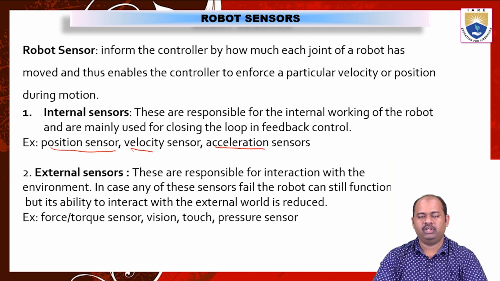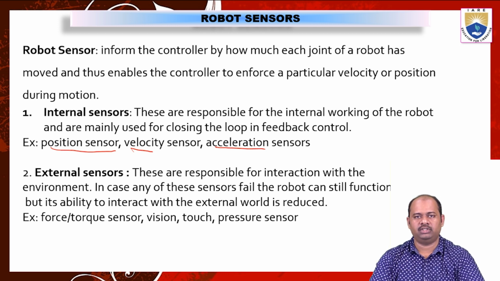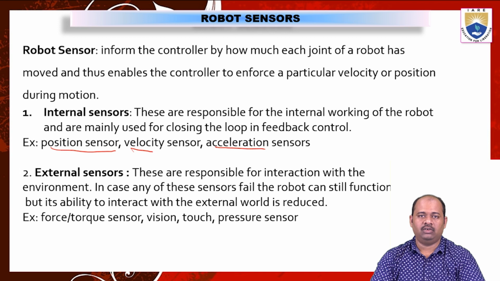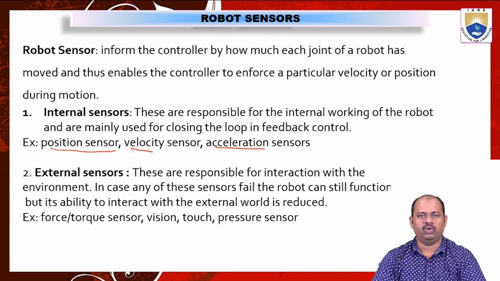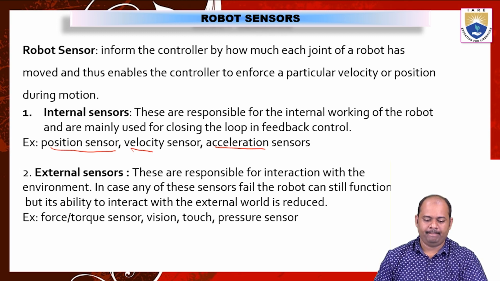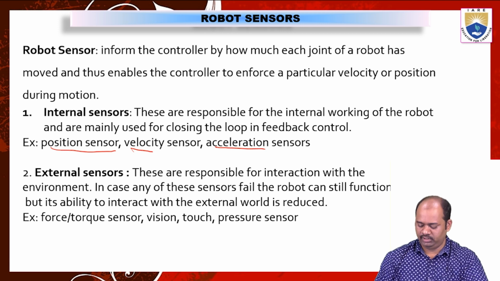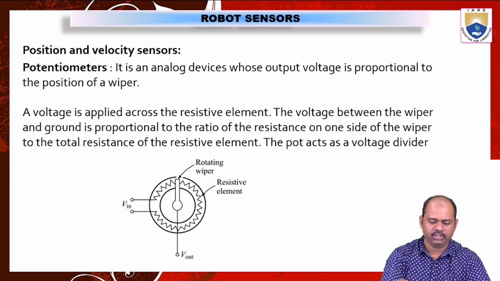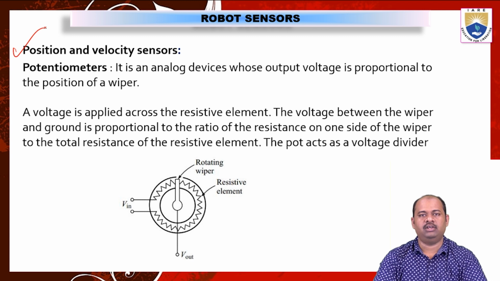External sensors will give you the information about how much force is being lifted or applied by the robot, or we can see what object is placed in front of the robot using vision sensors. We can use touch or pressure sensors to identify an object by physical touch of the robot on the object which we are moving. So these are the robotic sensors. We'll see in detail. First one is position and velocity sensors.